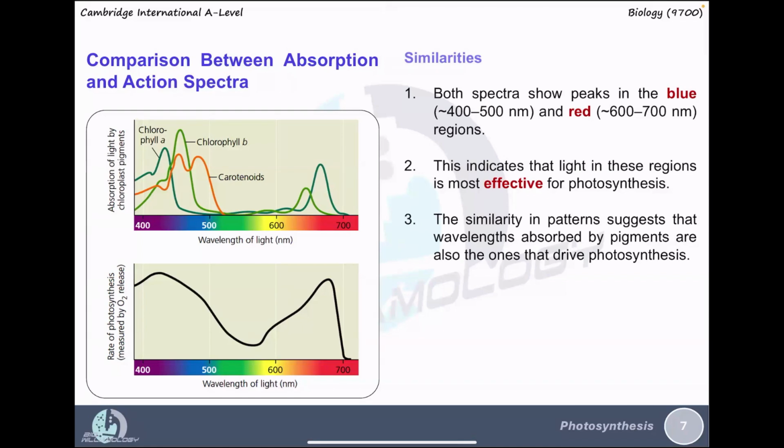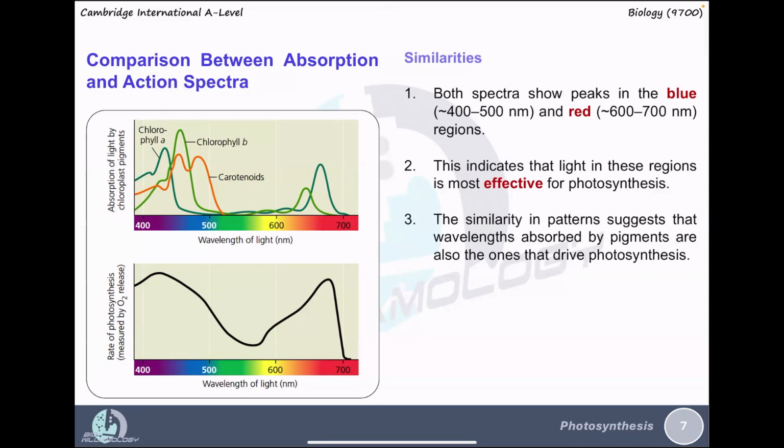You can see that in terms of the shape it matches. First, at 400 to 500, high absorption, therefore high rate of photosynthesis. So basically, we can conclude that the light energy absorbed by chlorophyll A, chlorophyll B, and carotenoids is used for photosynthesis. No question in this case.